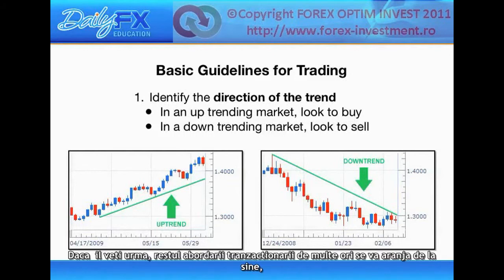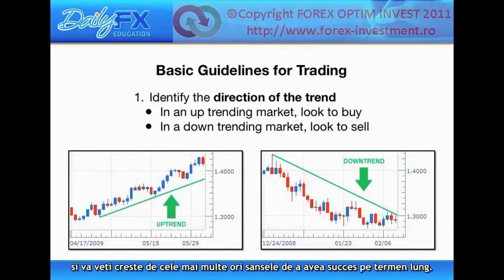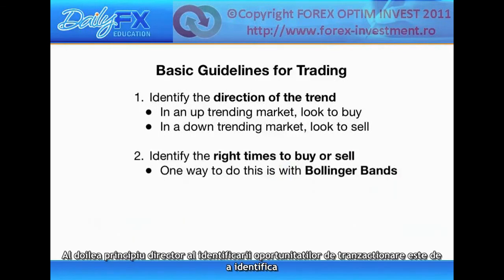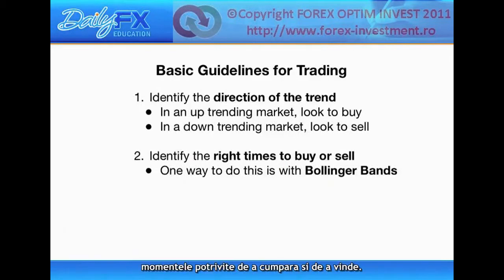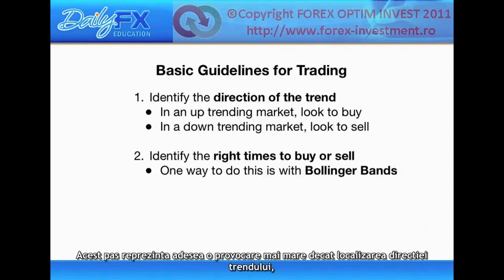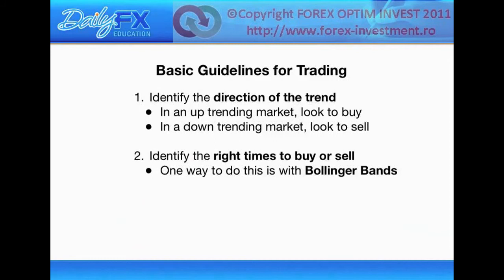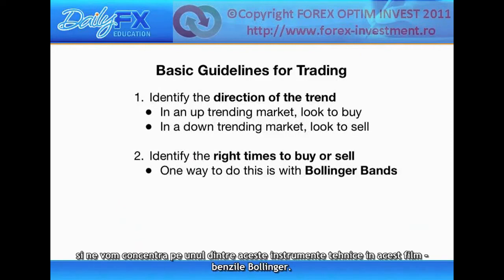When you follow it, the rest of your trading approach often falls right into place, and you often increase your long-term chance of success. The second guideline to identifying trading opportunities is to identify the right times to buy and to sell. This may seem a bit obvious, but it's true. Knowing when to buy and when to sell is very important. This step is often much more challenging than locating the direction of the trend, but there are many technical tools that a trader can use to assist them with recognizing when to buy and when to sell. And we're going to focus on one of those technical tools in this video, which is Bollinger Bands.